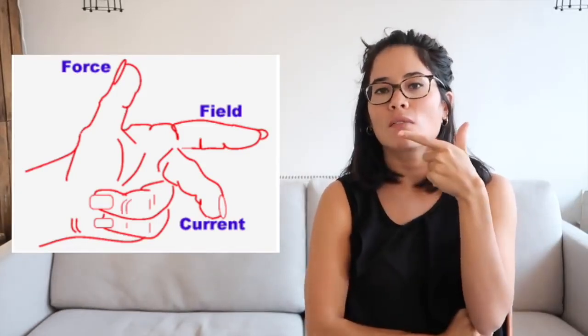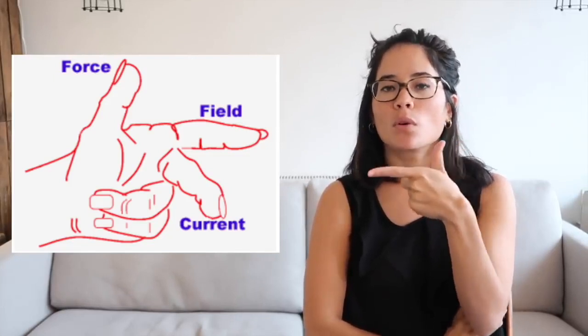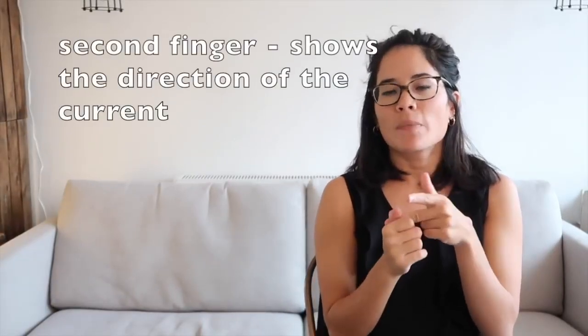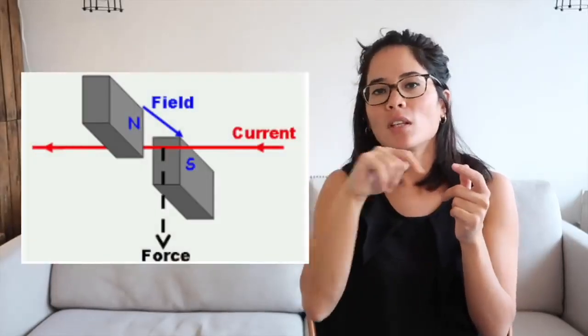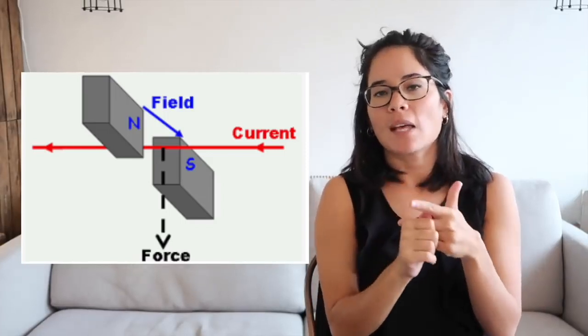The first finger shows the direction of the magnetic field, and remember that the magnetic field always runs from north to south. So based on that diagram you get given in the exam or in your textbook, have a look at those two permanent bar magnets, look at the north pole, look at the south pole, and make sure that your first finger matches up with that. Your second finger shows the direction of the current. In your textbook, it should show an arrow showing which way the current's running, if it's running clockwise or anti-clockwise. Just make sure that that finger is lined up there.